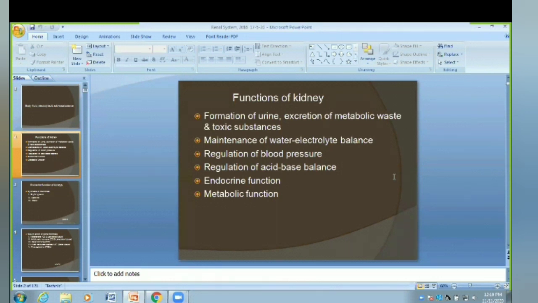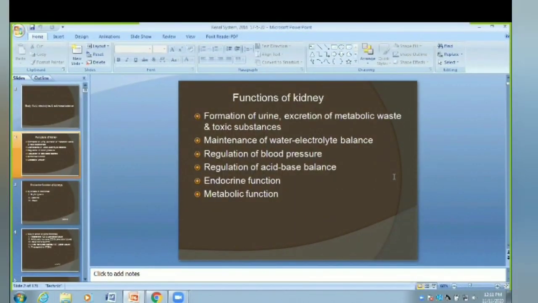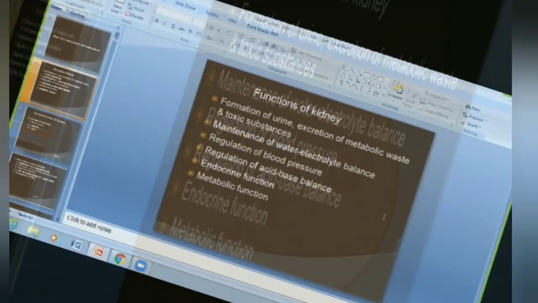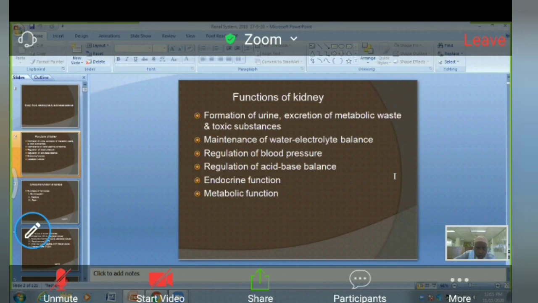The function of the kidney is formation of urine, excretion of metabolic waste products and toxic substances. These toxic substances could be produced within the body or taken in our diet. In diet, suppose we take vegetables and fruits, for preservation, preservatives are used, and these preservatives are potentially toxic for the body.